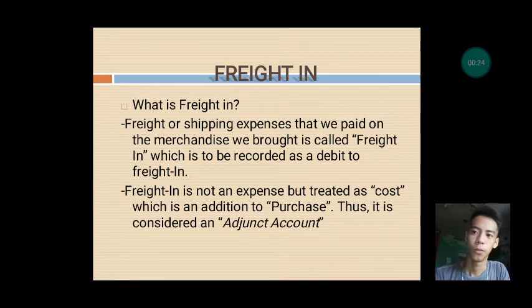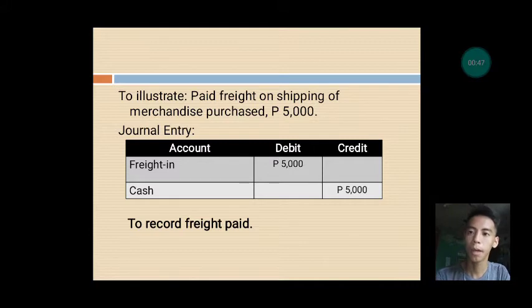Freight-in, or shipping expenses that we paid on the merchandise we bought, is to be recorded as a debit to Freight-in. Freight-in is not an expense but is treated as a cost, which is an addition to purchases. Thus it is considered an adjunct account. To illustrate, paid freight on shipping of merchandise purchased is 5,000 pesos. This is our journal entry: Freight-in, debit 5,000, and cash, credit 5,000.